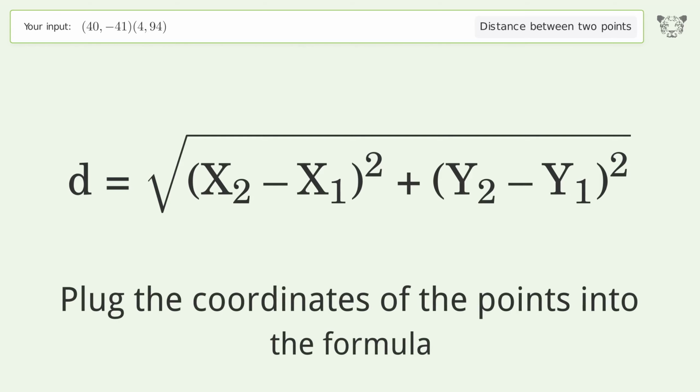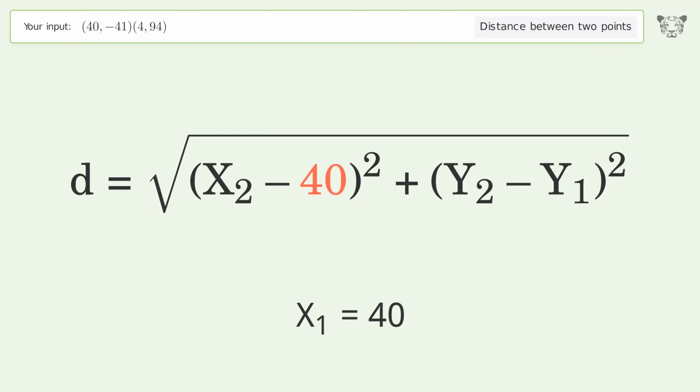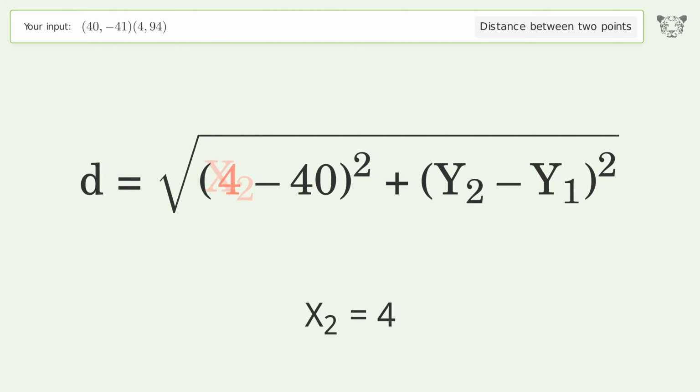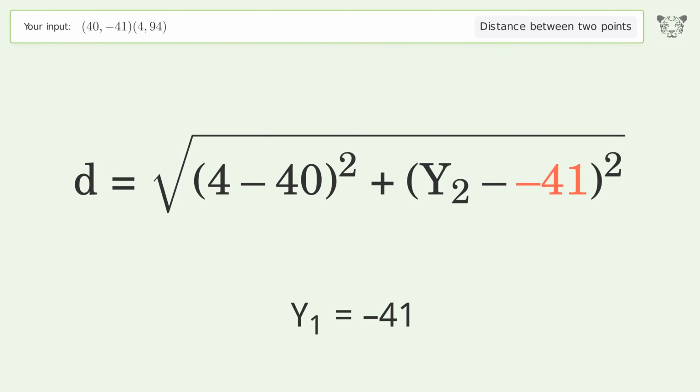Plug the coordinates of the points into the formula. x1 equals 40. x2 equals 4. y1 equals negative 41. y2 equals 94.